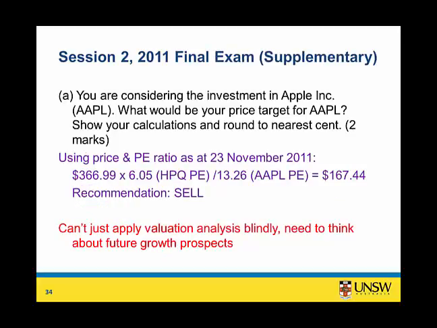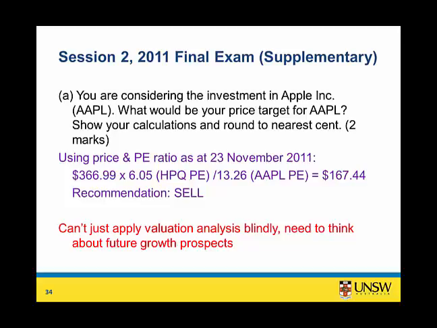So we can then compare with Hewlett Packard instead. So if we believe that Apple's growth rate is going to be similar to Hewlett Packard, which has much less price earnings, so we believe in a way that Apple's price earnings is overvalued, and we calculate the price target using Hewlett Packard, it gives us a price target of $167.44. So it's less than the current share price. So we would issue a sell recommendation.